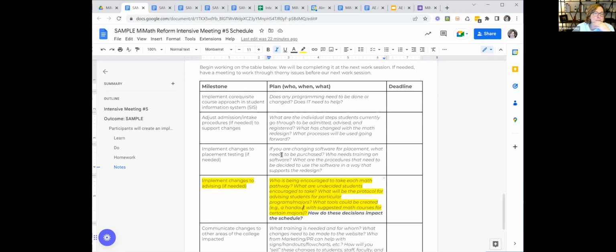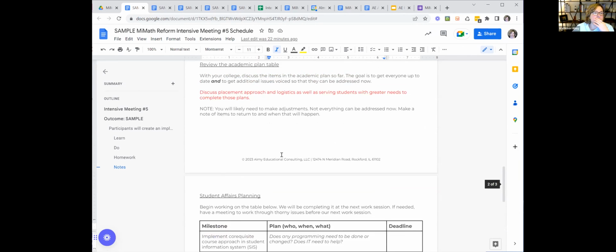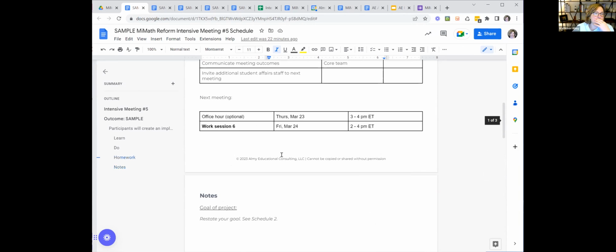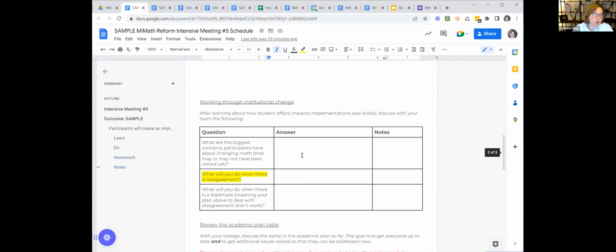Okay. Our next meetings are, we have an office hour Thursday the 23rd, and we have our next work session Friday the 24th. That's work session 6, and that'll be the last one. I know that we won't all be done necessarily, but the goal is that we get your planning document done, or as much as possible, so that we've reached a good first goal.